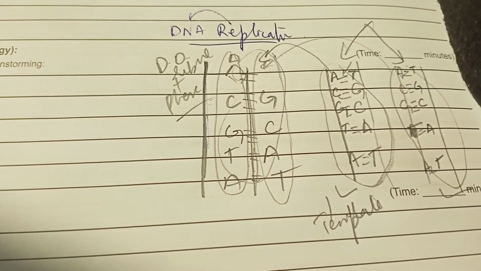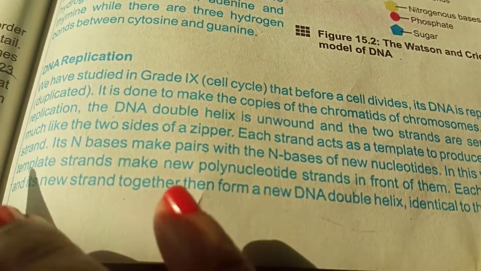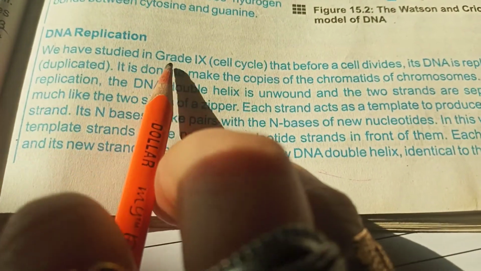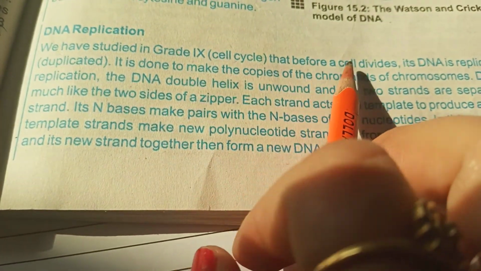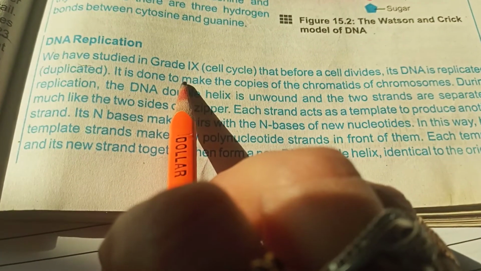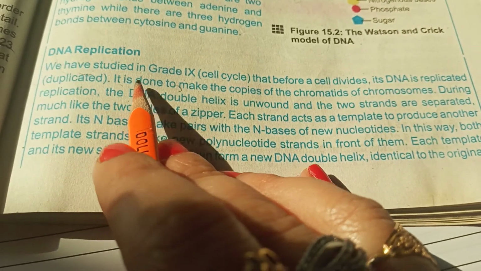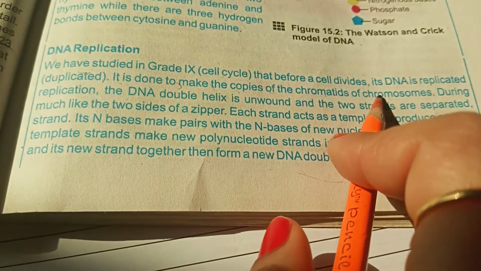If you read this paragraph from your book, it is written clearly that we have studied in grade 9, in the cell cycle, that before cell division the DNA is replicated. We have already studied this. But the question is how it is replicated. The answer is very simple. It is done to make copies of the chromatin of the chromosome.